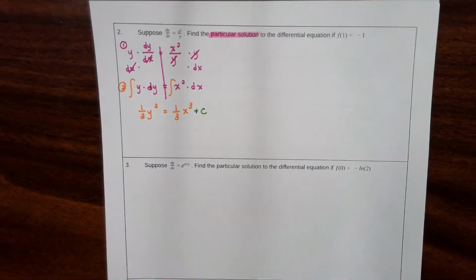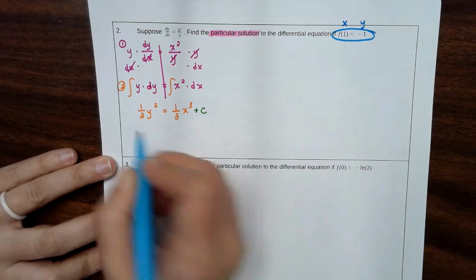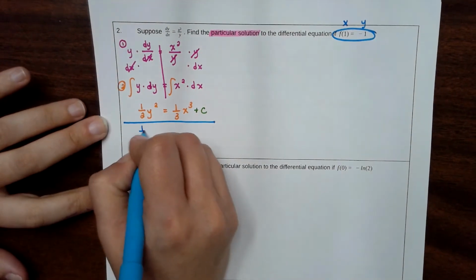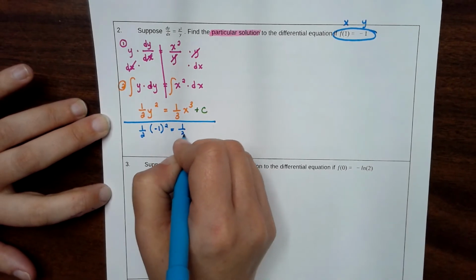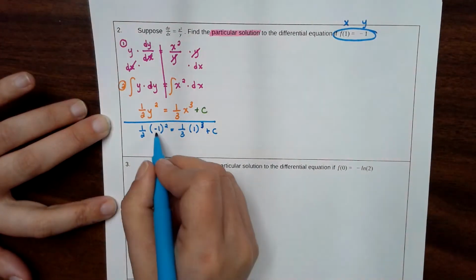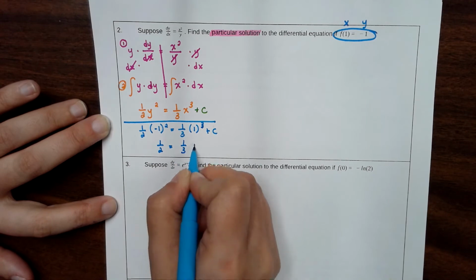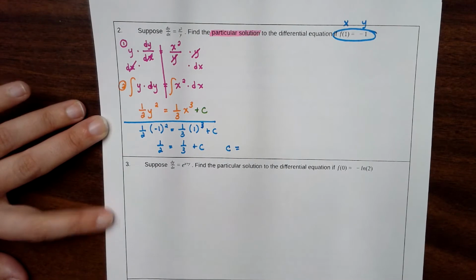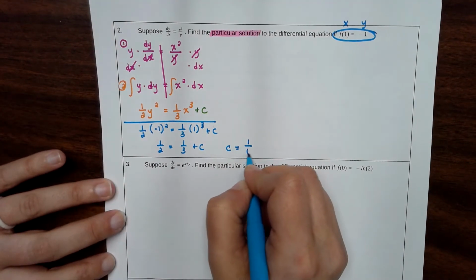Now, this is where I like to take a detour. So I'm going to take my initial value, my given x and my given y, and I'm going to plug them in, and I'm going to find the c value. So I would have 1/2 times -1 squared equals 1/3 times 1 to the third power plus c. Now, -1 squared is just 1, so I have a half equals a third plus c. And if I subtract 1/3 on both sides, c would be 1/2 minus 1/3, which is 1/6.